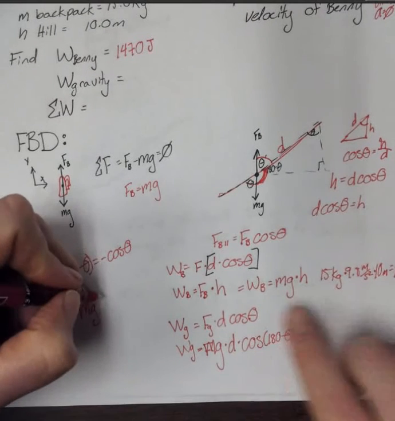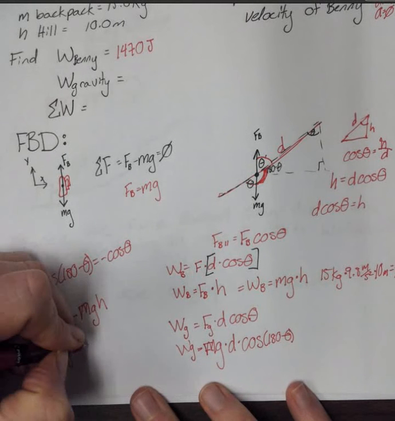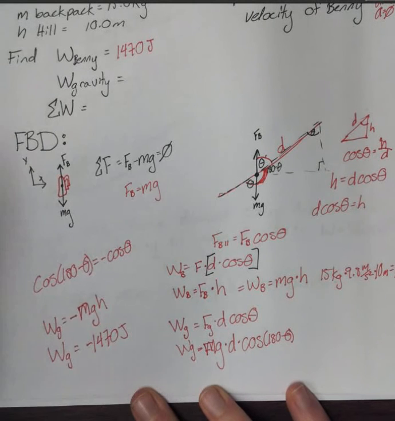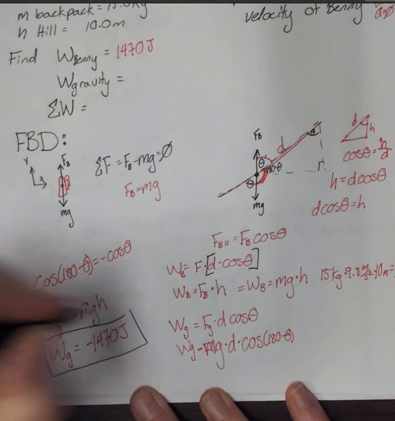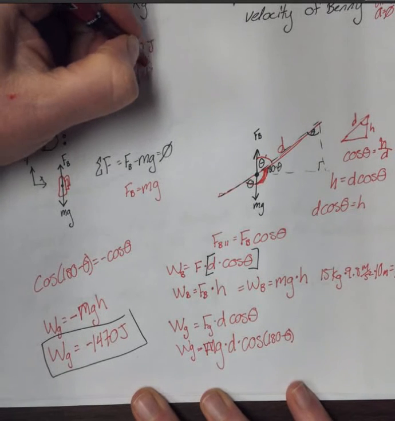and d cosine theta still equals h, so that means the work done by gravity is equal to a negative 1,470 joules. So the work of gravity is negative 1,470 joules.